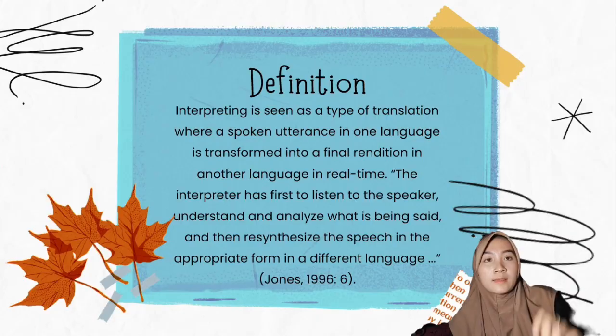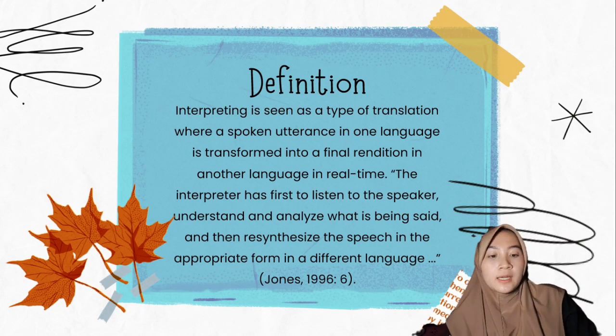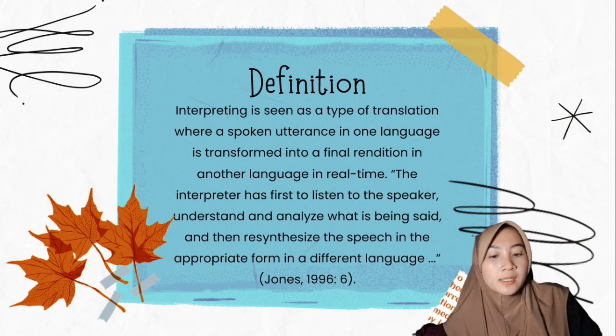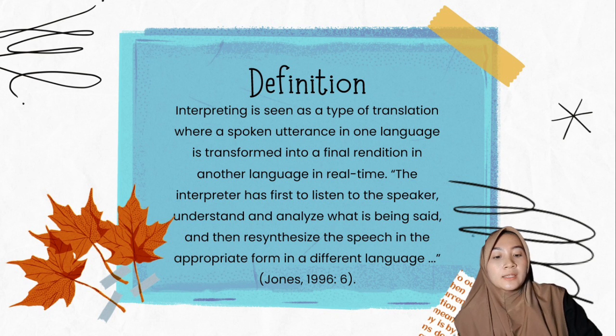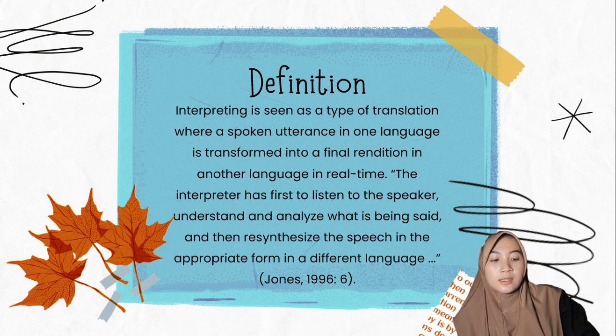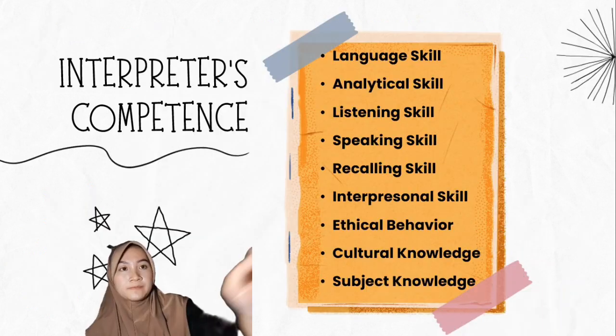Interpreter's job. Interpreting is seen as a type of translation where a spoken utterance in one language is transformed into a final rendition in another language in real time. The interpreter has first to listen to the speaker, understand and analyze what is being said, and resynthesize the speech in the appropriate form in the different language.